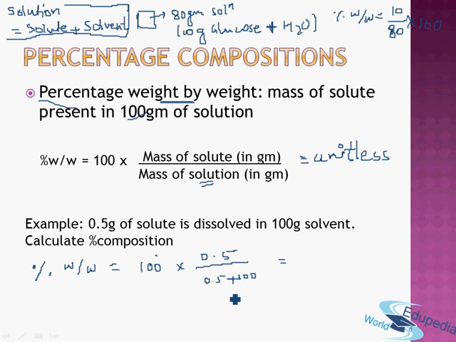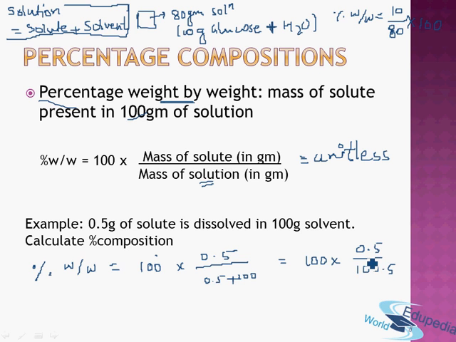Next thing, see here 0.5 is much less than 100. So you can either do exact calculations. Exact calculation will be 100 multiplied with 0.5 divided by 100.5 gram. Obviously exact calculations are always preferred, but a lot of times you are in a hurry. And usually this part, calculation of percentage composition, will only be one subsection of your complete question. So you cannot make accurate calculations all the time.